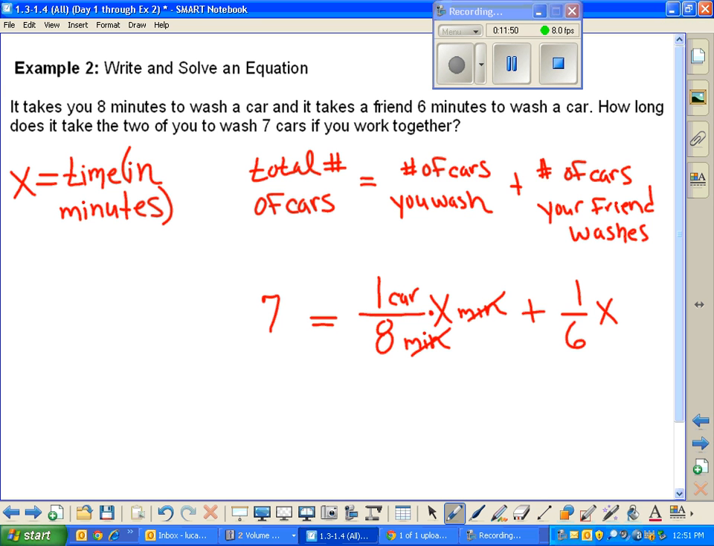So let's pretty this up a little bit because now we're going to do Joseph's thing. We're going to solve this thing. So I have 7 equals 1/8 x plus 1/6 x. Now I have something I can solve. I have a cool trick I'm going to show you.